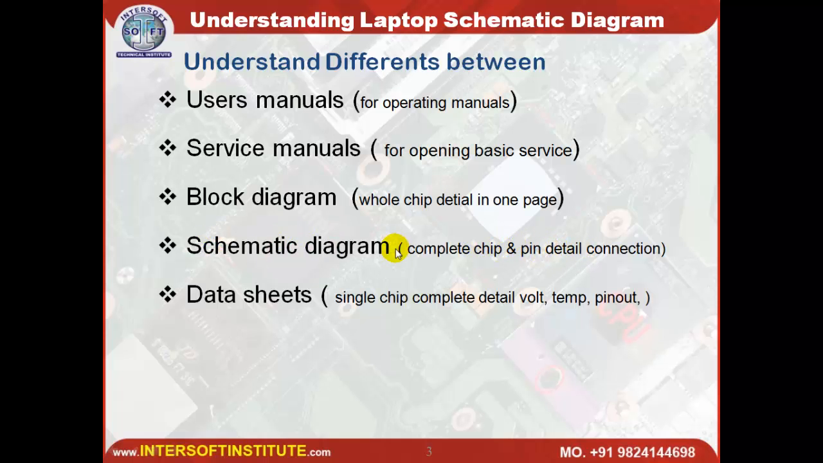The schematic diagram will be at least a minimum of 35-plus pages, and the block diagram is a single page. Service manual is also 30-40 plus pages. A user manual is how to use a motherboard, how to use the laptop, how to use a mobile. And one more thing, a data sheet is a single chip's complete detail with the voltage, temperature, pin out, that is inside of the ICs, what is the function.